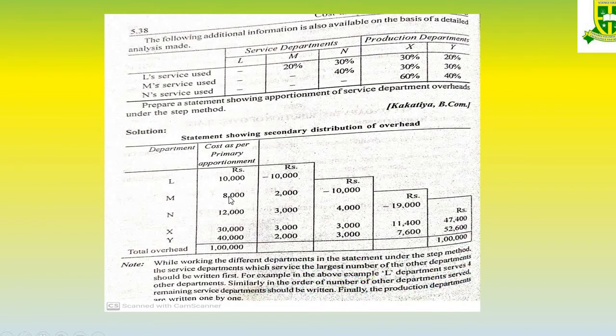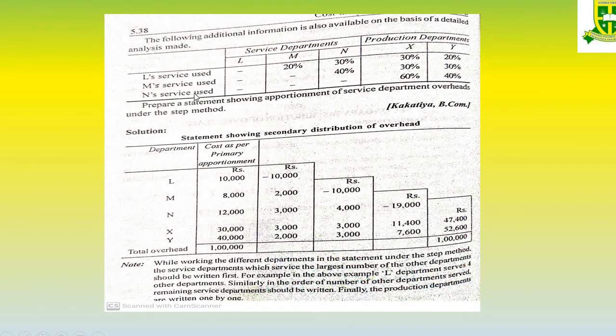Now come to the next department, the M service department. The value is 8,000, and the L share is also given for M. The total service department cost has to be borne by the production departments, and the total value has to become zero. So for M we have two values, 8,000 and 2,000. Add both: 8,000 plus 2,000 is 10,000. Mention 10,000 in brackets.